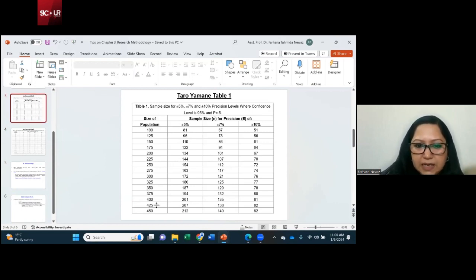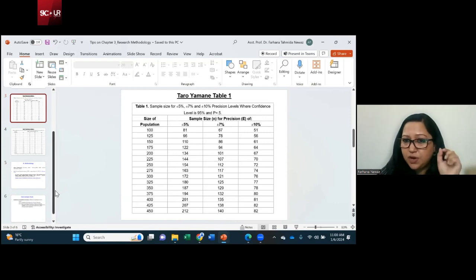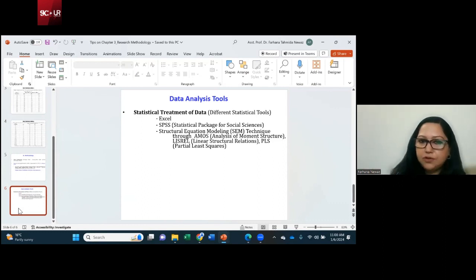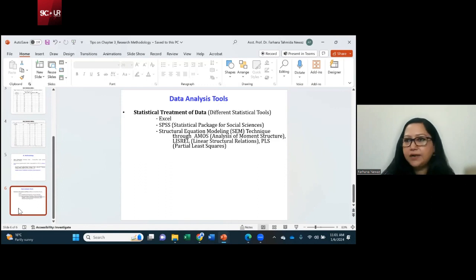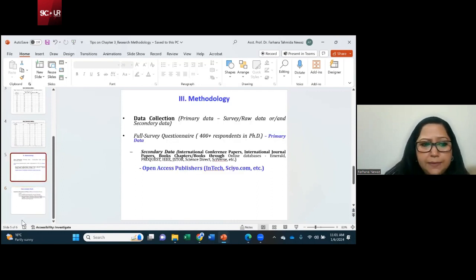Use the table easily. What is your population size? And based on your population size, what will be your sample size? That's it. But you need to make sure you mention the references. Otherwise, you can't simply say that, yes, I'm going to use 100 or I'm going to use 250 and so on. Make sure again that you have your references.